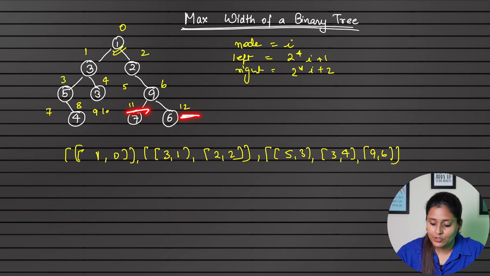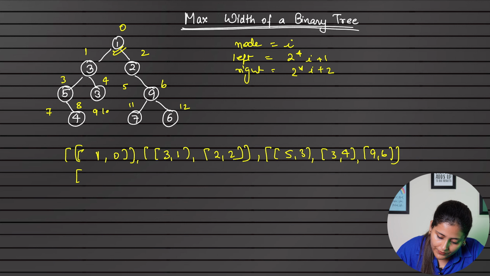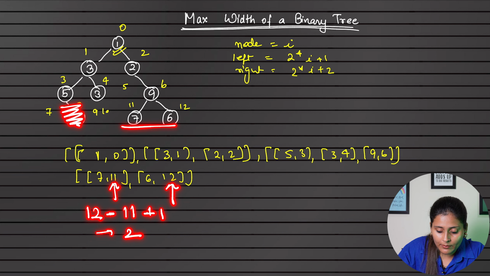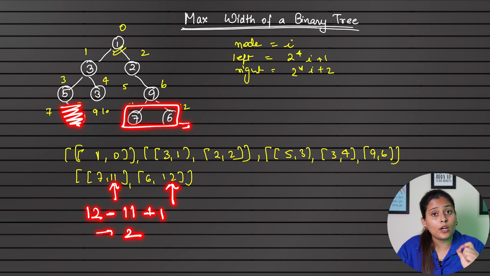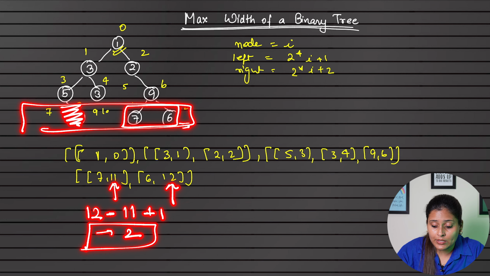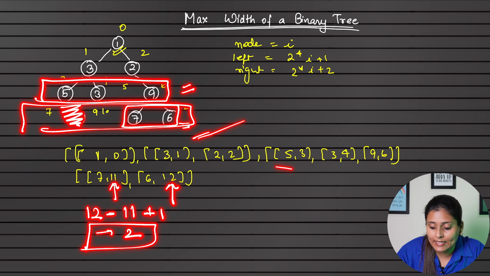12 minus 11. So suppose 4 was not there, so in the last level, what will we store? 7 with index 11 and 6 with index 12. That's it for the last level. So 12 will be my rightmost index and 11 will be my leftmost, and plus 1 will be 2. So 2 is the maximum width. So as you can see, it's not necessary that the maximum width will be at the last level. In this case, 4 is the maximum width, which we got from the second last level.